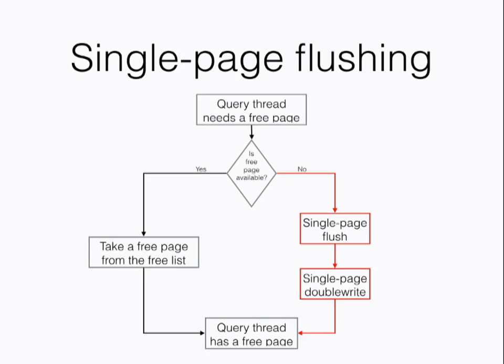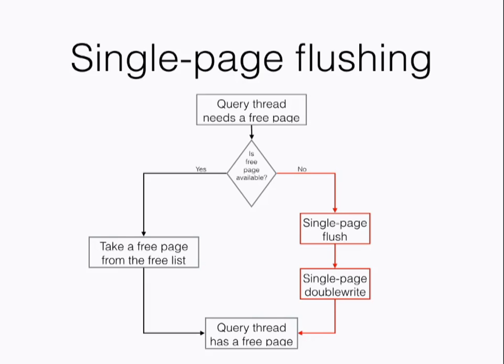Whenever a query thread ends up in a situation where it needs a free page to continue, it checks if there is a free page available on the free list we discussed before. If there is one, no problem. Take a page, go on about its business. However, it is possible that the free list will be empty, that there are no free pages in the free list. What do we do? Well, then we do something called single page flush. We find one page in the buffer pool. We flush it, we double write it, and then we take that page as a free page.